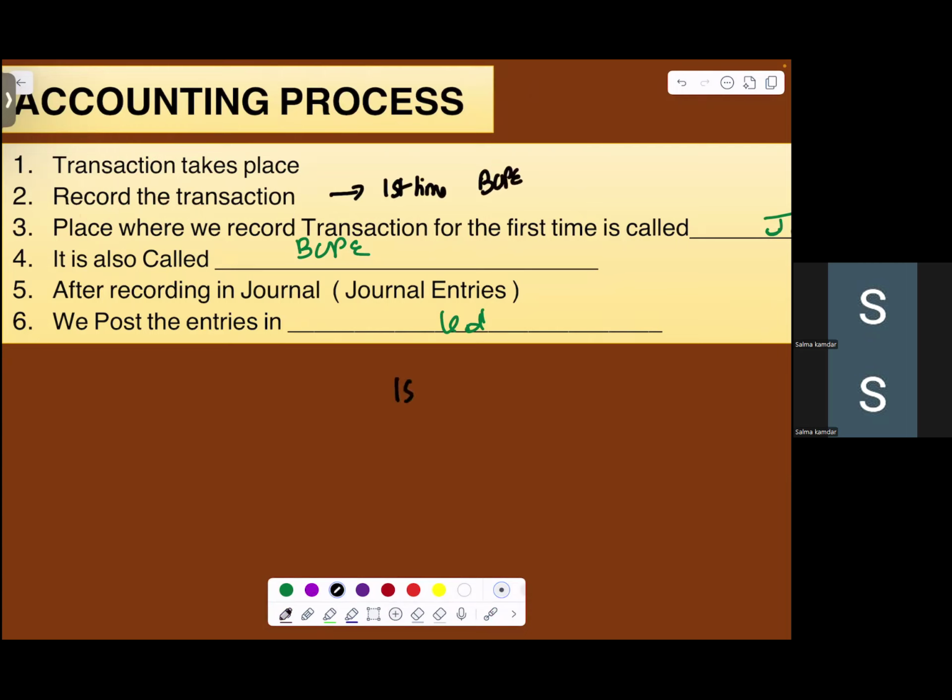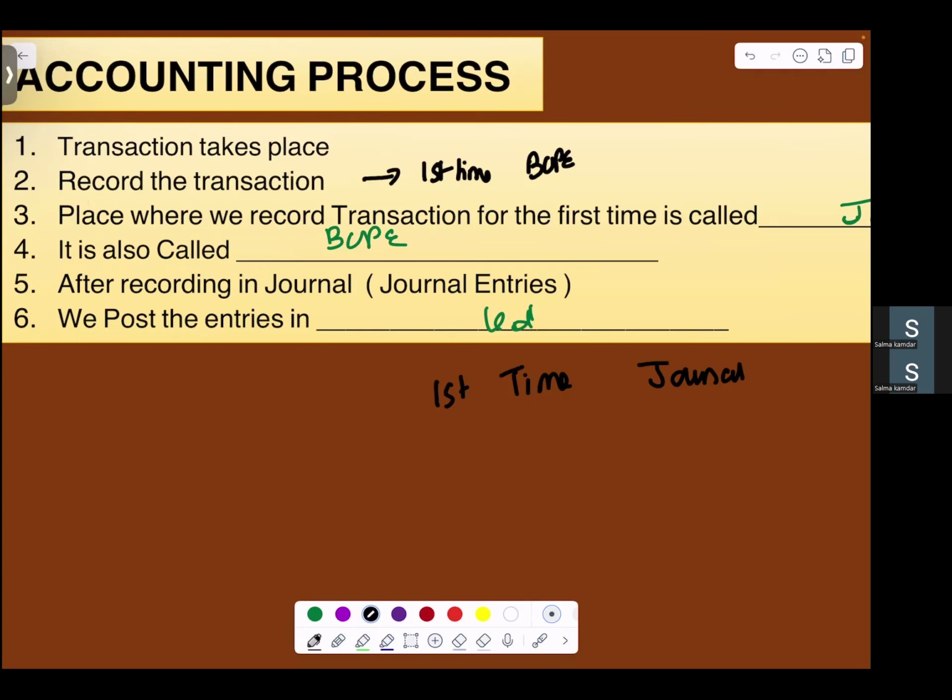So when we're talking about the books of prime entry or the journal, it is the place where you record the transactions for the very first time. Now, the place where you're recording it is the journal, and we have 7 books of prime entry: cash book, petty cash book, purchase book, sales book, purchase return book, sales return book, and the general journal.